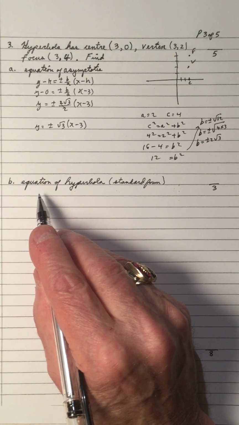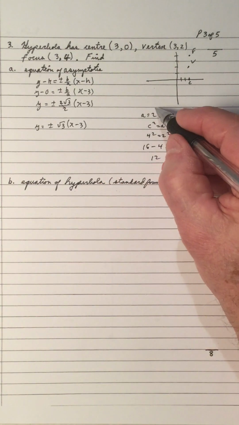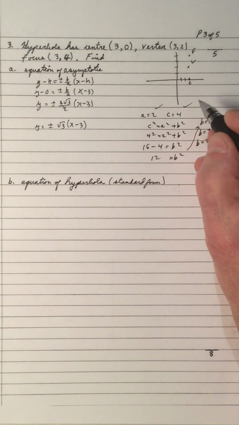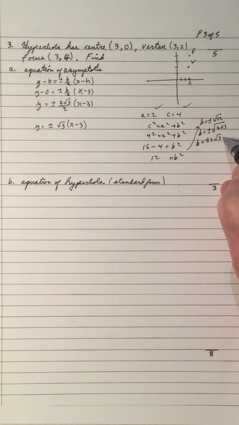So there's 5 marks here. If you get a, you get 1. If you get c, you get 1. If you get 2 root 3 for b, you get 1.